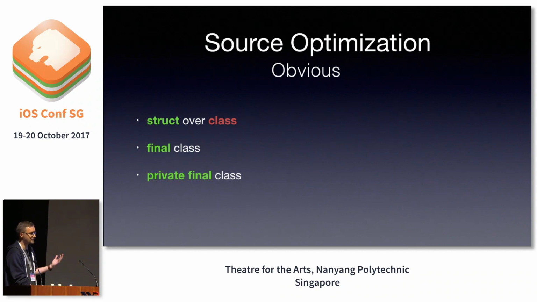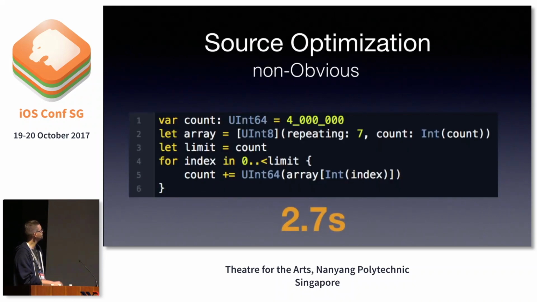Final class is kind of a solution because there's no inheritance, so the object is more complete, so it's easier to get the shortcuts. And the private final class is even more strict.